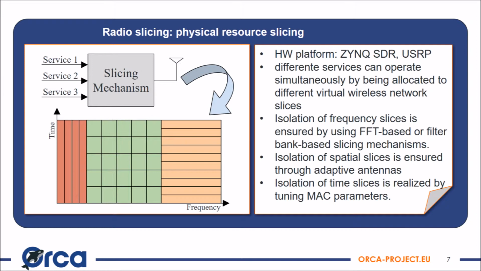Another way of frequency slicing is through the FFT-based filtering. In this method, different RAD signals are converted and combined in the frequency domain using the FFT blocks and converted back to the time domain using a single IFFT block. The space slicing, or antenna slicing, is also supported by the ORCA implementation, enabling the assignment of different antenna ports to different RADs. The slice in time domain is realized by tuning MAC parameters.